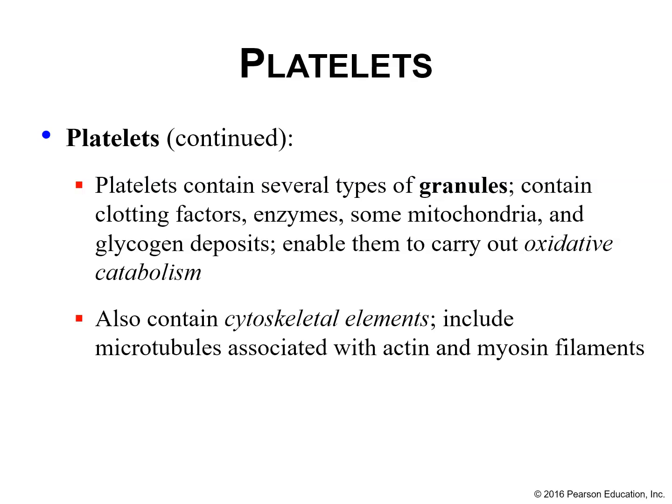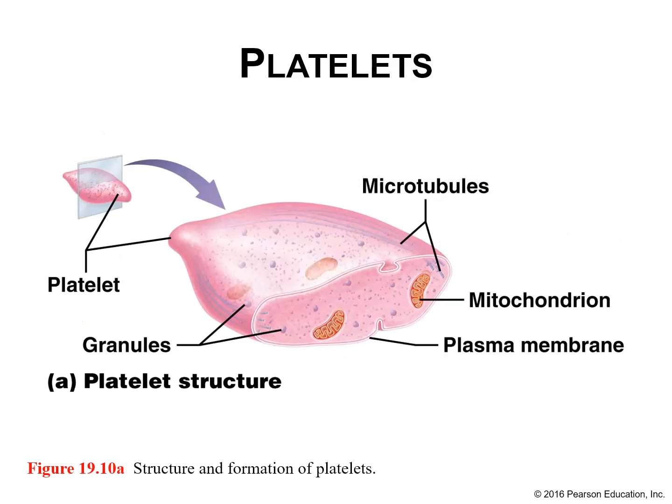They also contain cytoskeletal elements, which include the microtubules associated with actin and myosin filaments, because we're going to see that once the platelets aggregate, they form these plugs that initially seal off a blood vessel, once the blood vessel has basically a wall that's fractured or injured. So this is what a platelet looks like with its mitochondria and granules, glycogen granules. Here's the plasma membrane, but very small. Those are the little purple structures within the plasma.